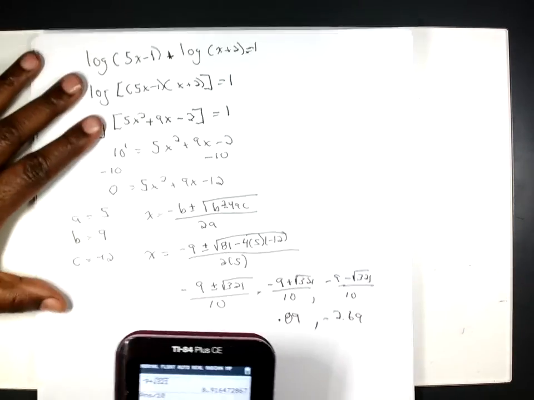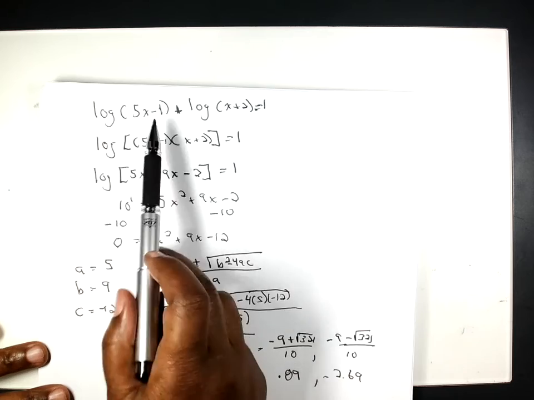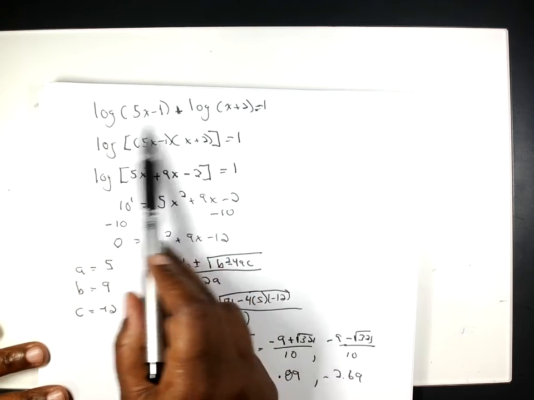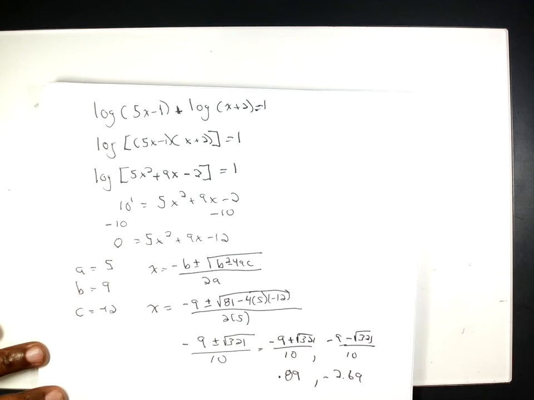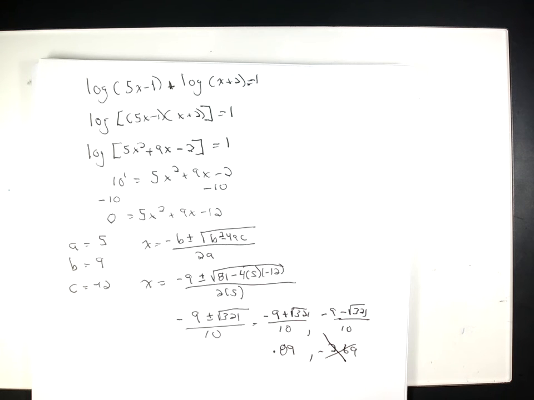So if I go back to the original problem, that negative is not going to work because I'll wind up having a negative inside of the logarithm argument, and I can't have that. So that negative 2.69 I have to throw out. And my solution is x is approximately, because we've gotten a decimal when we rounded it off, approximately 0.89.